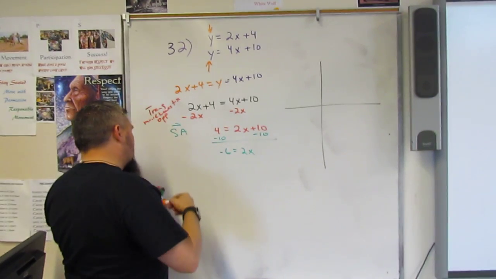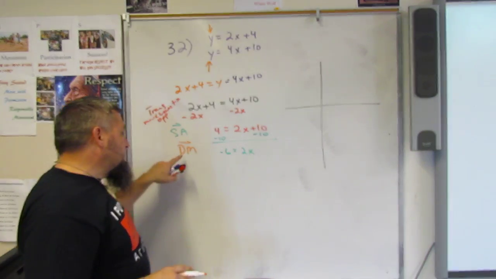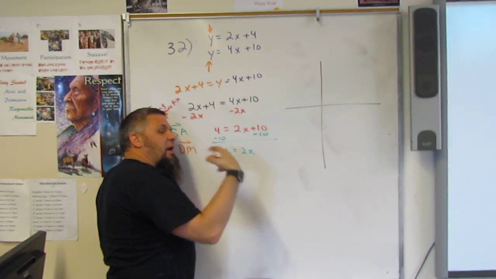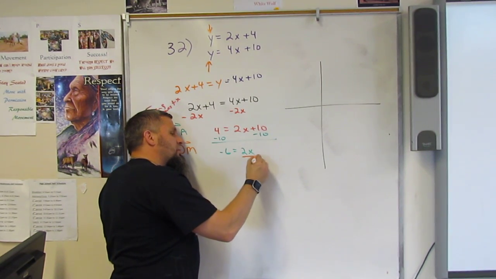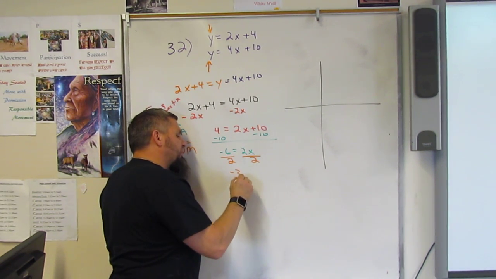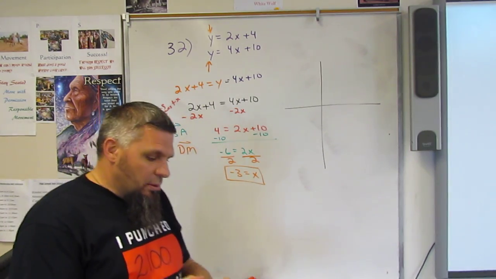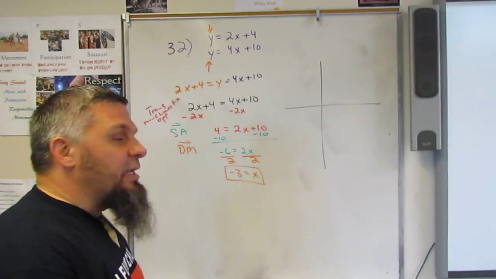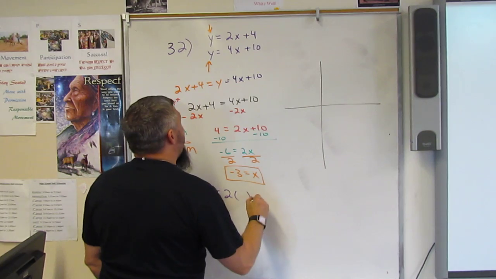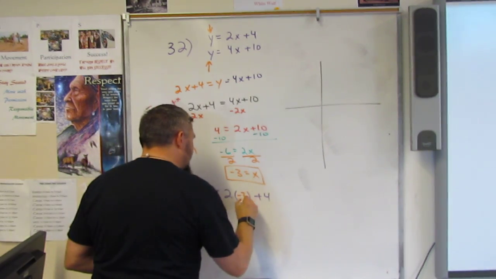Okay? SAD-MEP: SD, division, multiplication. 2x was the opposite of 2 times, so 2 divide. Okay, negative 3 equals x. I have an x. Now you substitute it and you have a y. y equals 2 times x plus 4, right? But your x is negative 3.